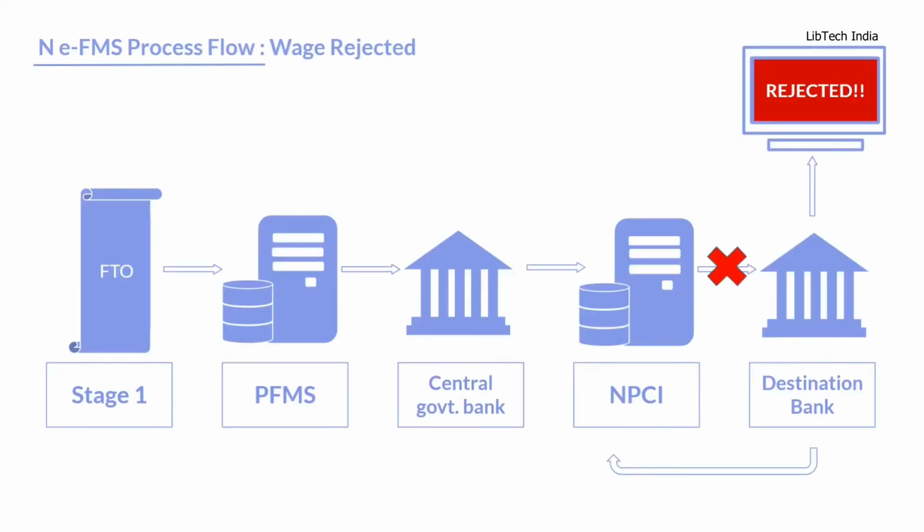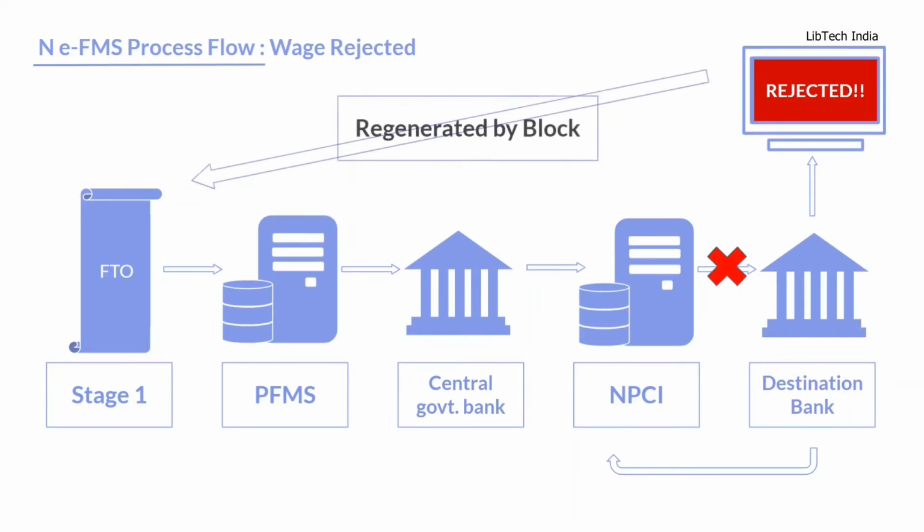Once a payment is rejected, it can only be regenerated again by the block officials. This happens by regenerating the FTO. But if the main problem for the rejection is not fixed, the payment will fail even after several attempts. The intricacies of these problems and their resolutions will be covered in the next coming videos.